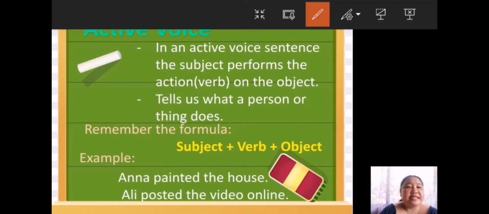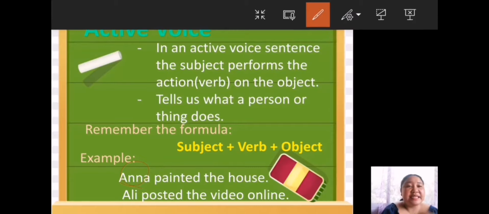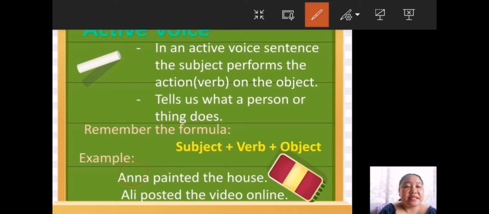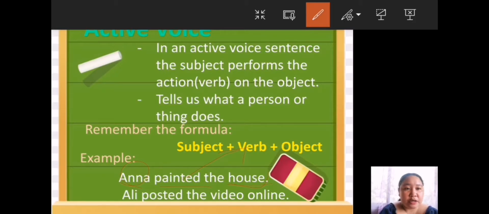Okay, example. Anna painted the house. So in this example, Anna is our subject. Verb is an action word or yung kilos. So in this sentence, we can see that painted is our verb. And object, it is the thing that is being acted upon. House. Okay, house. So Anna is the subject, painted is the verb, and house is the object.